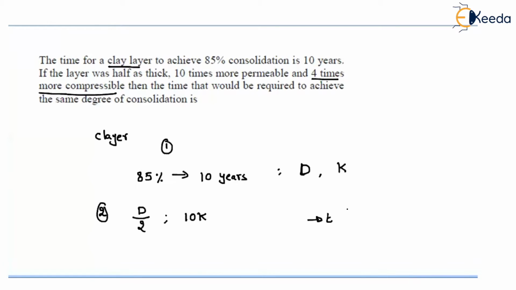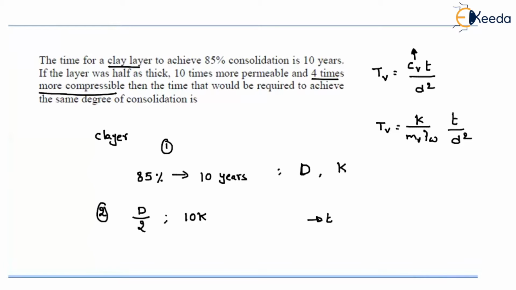So after seeing all these relations, what term strikes your mind? For me, the time factor TV will be equal to CV into T divided by D square, right? TV is the time factor, CV is the coefficient of consolidation, T is the time required, and D is the length of the drainage path. Now, I again express this CV, why? Because nothing is mentioned in terms of CV. So if I replace the terms, CV is nothing but K divided by MV into gamma W.